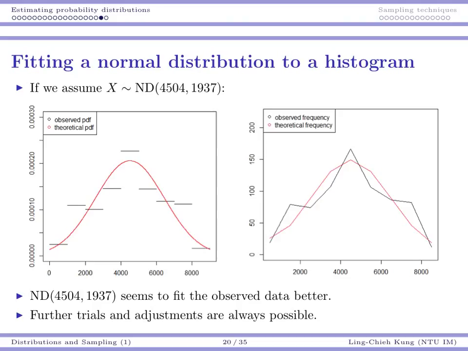So if I really need to produce an estimation, I probably will say that, yeah, I can estimate the daily bike rental to be a normal distribution whose mean is around 4,500 and the standard deviation is 1,900. That's something I can do. Of course, further trials or some personal adjustments are always possible.